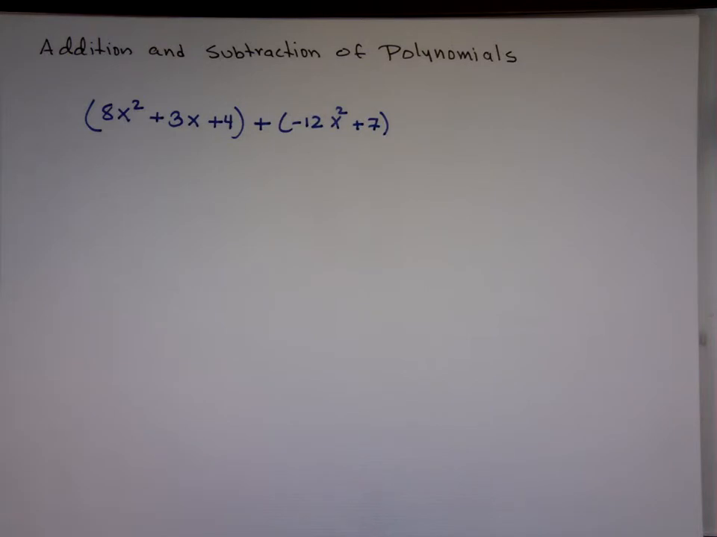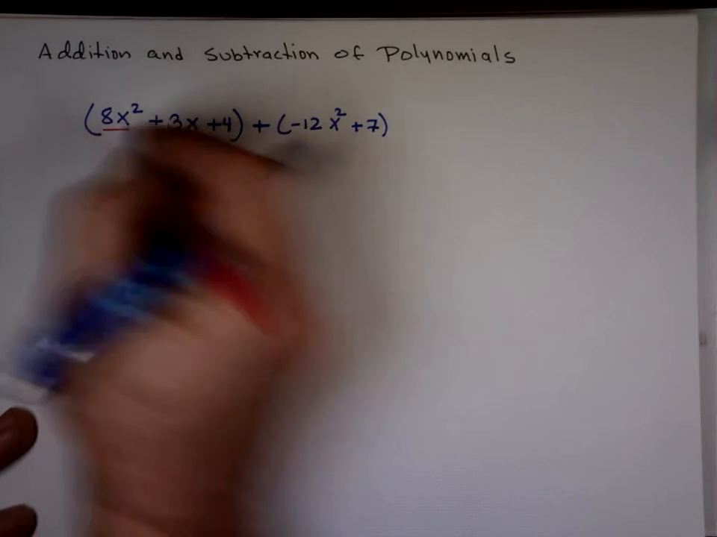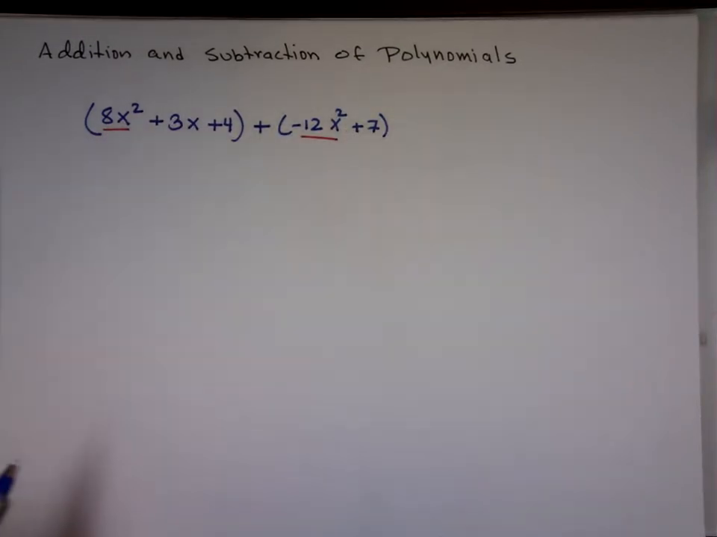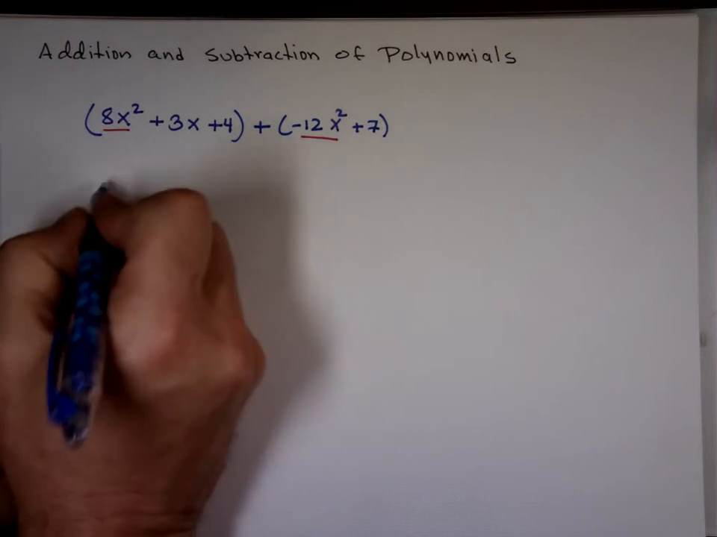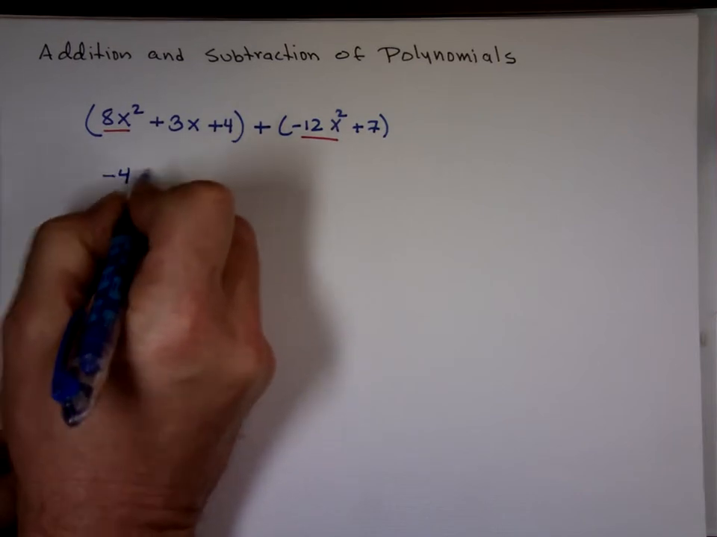And the way we're going to add them, we're going to collect like terms. Again, like terms are the terms that have the same variable with the same exponent. So these two are like terms. They have the same variable, which is x, and the power of x is 2 in both of them. So what is 8 plus a negative 12? Negative 4. Negative 4, good, x squared.